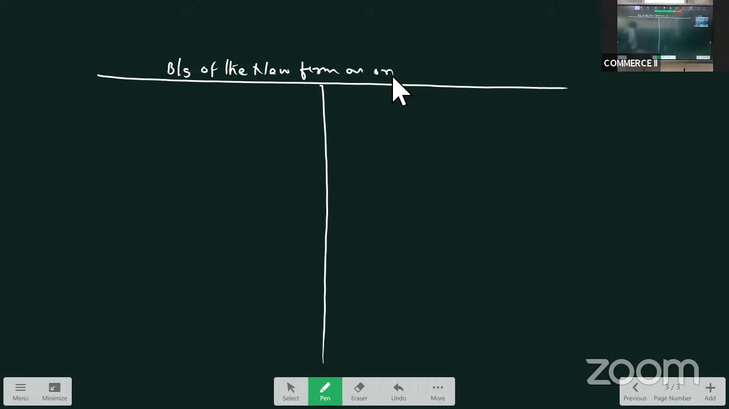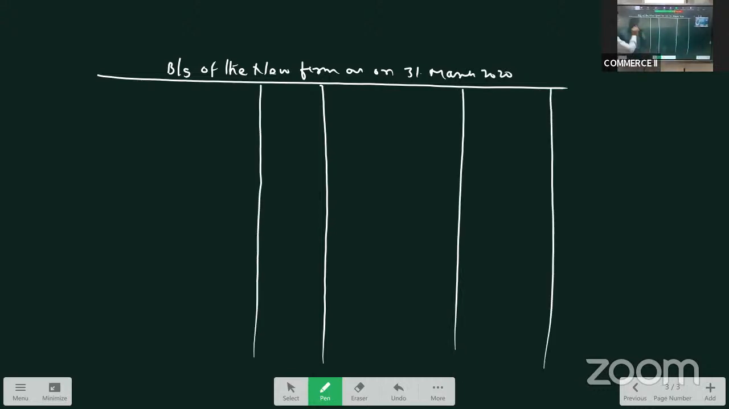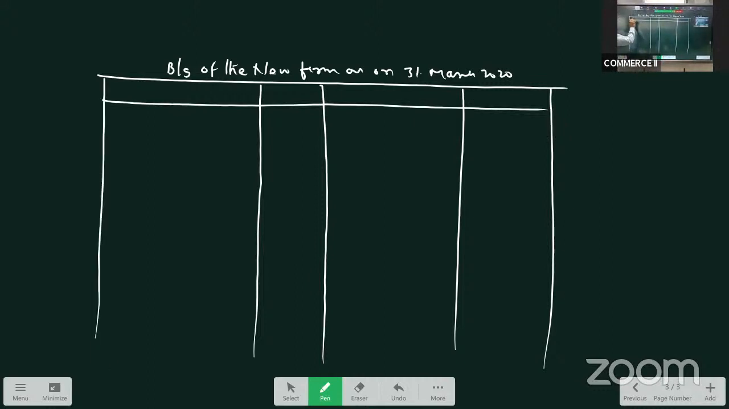What is the date given? When was the admission done? There is no date. So we'll take it on 31st March 2020 only, the given date of balance sheet. Okay. This is the liability side. This is amount. This is the assets side. This is the amount.